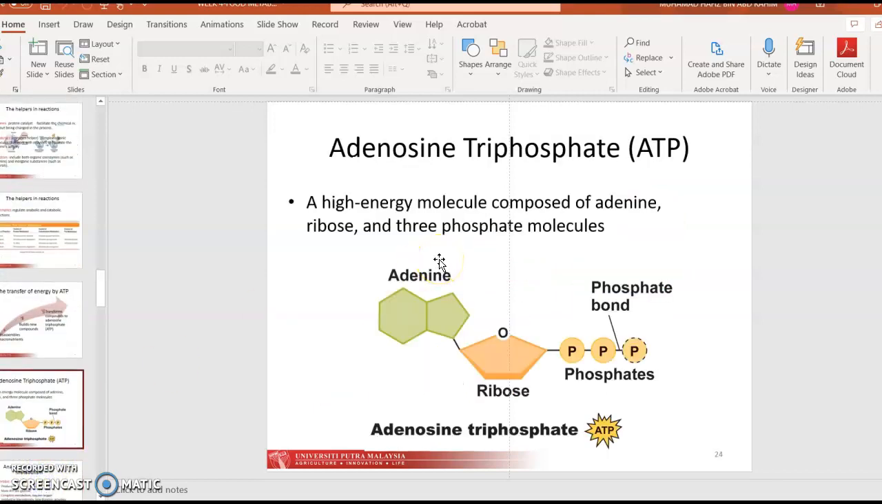ATP is a high energy molecule composed of adenine, ribose, and phosphate. The breakdown of this phosphate bond leads to the release of high energy that can be used to power the reactions inside the cell. If one phosphate is broken off, we call this ADP, adenosine diphosphate. But if we break off another one, we call this AMP, or adenosine monophosphate.